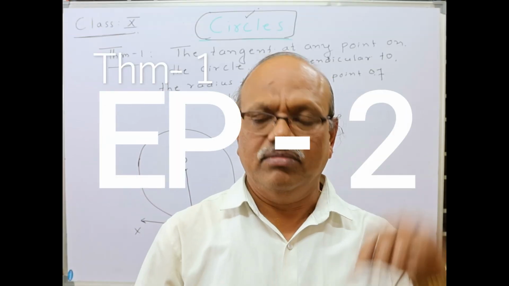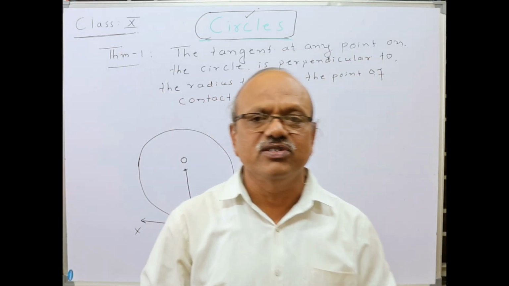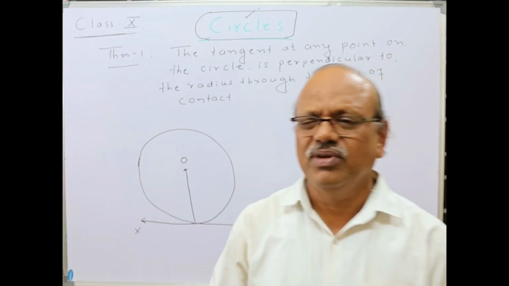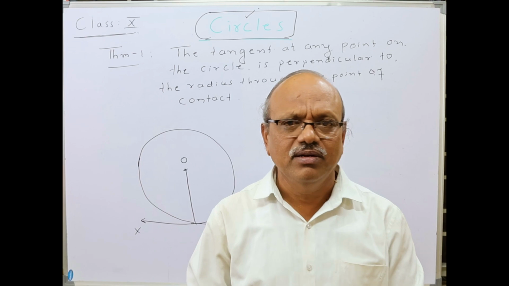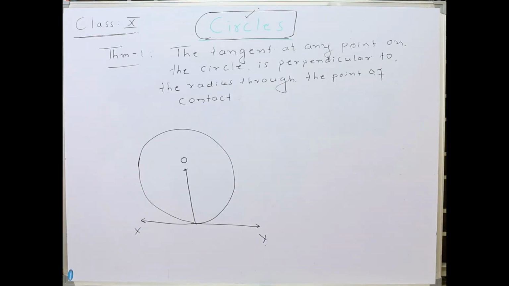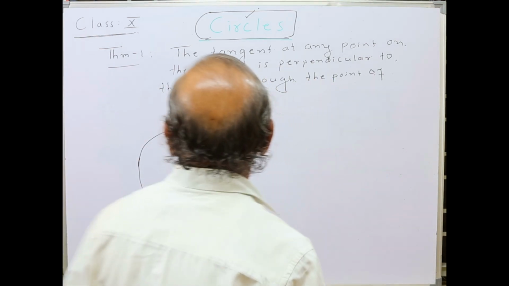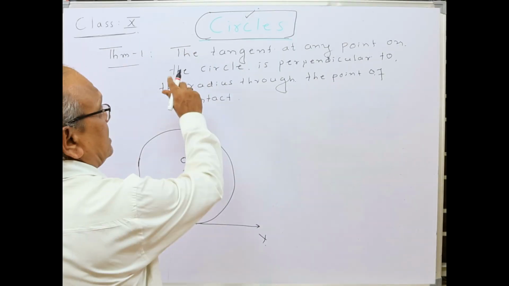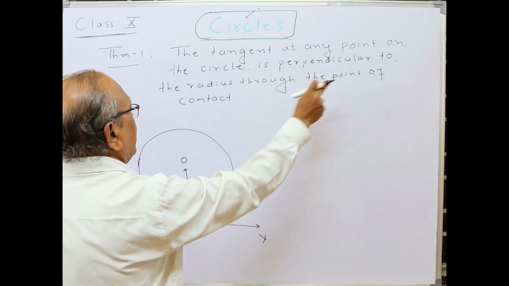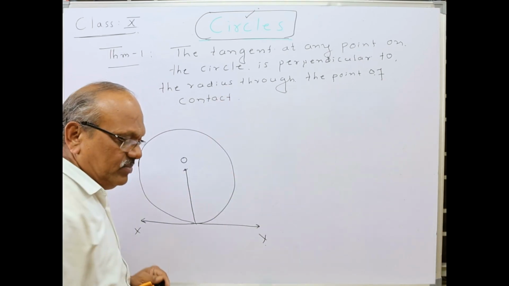In the chapter Circles of the 10th standard, you have to learn two theorems on tangents, my dear students. Very simple theorems and a very simple, small chapter. Let us learn it quickly. First of all, note down the statement of the first theorem. It states that the tangent at any point on the circle is perpendicular to the radius through the point of contact.